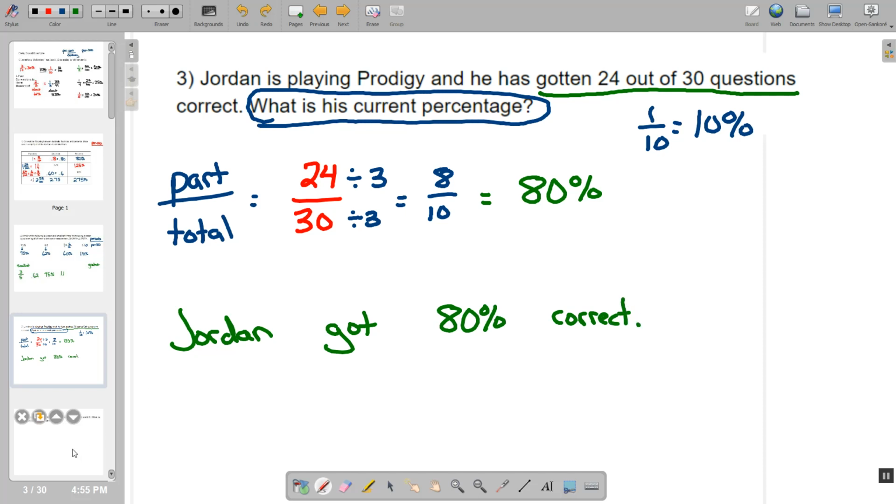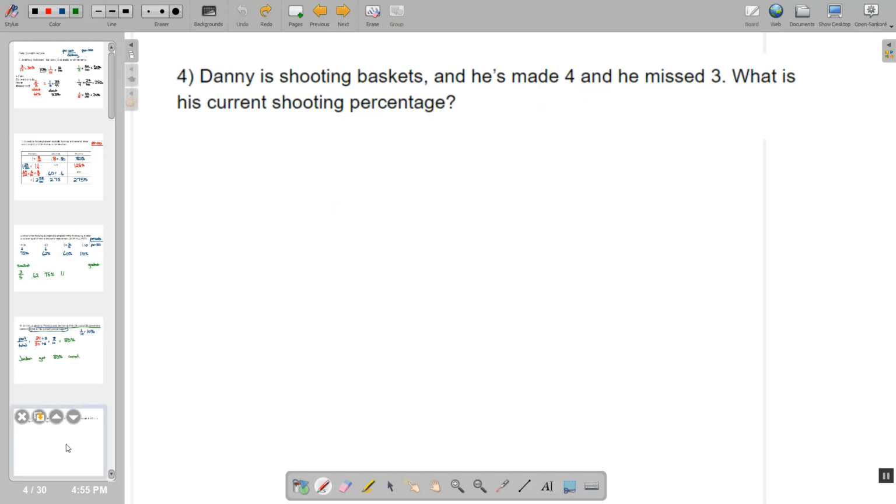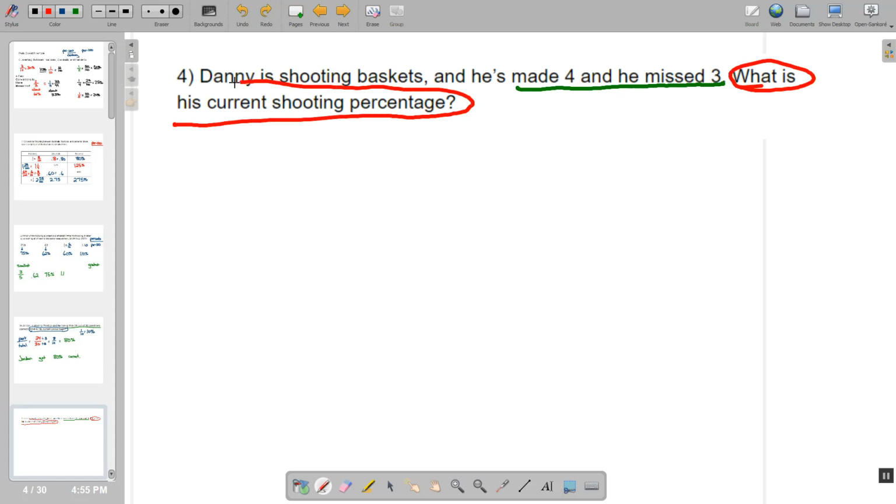Let's do a couple more. Danny is shooting baskets, and he's made 4 and he's missed 3. What is his current shooting percentage? So once again, we want to do part out of total, but this time it's a little bit different. Danny has made 4 shots, my mistake. Don't want to skip out how many he's made. And he's missed 3. We cannot put the 3 down here because the total number of shots is 7.